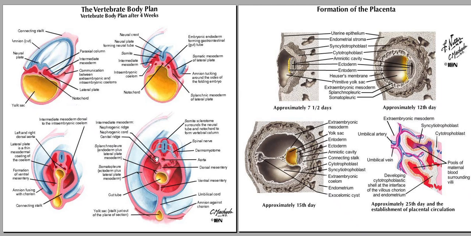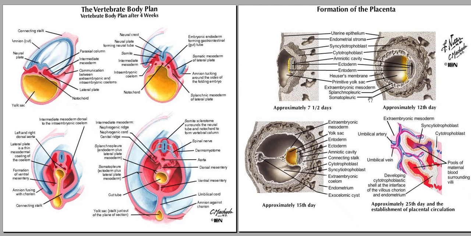The nephrogenic ridges are a bit small over here. You can see the genital ridges too. Because that's the aorta, umbilical cord over here, and the yolk sac. It stalks out, just a plane of section, but you can see the gut tube over here too. Umbilical cord, ventral mesentery, dorsal mesentery, aorta there.